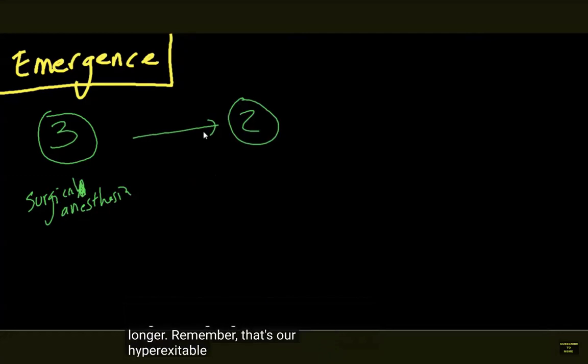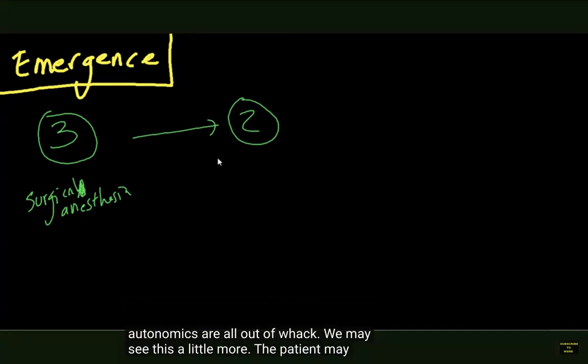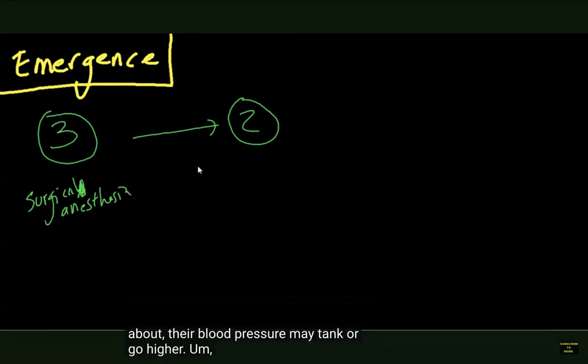Remember, that's our hyperexcitable state. That's where our autonomics are all out of whack. We may see this a little more. The patient may begin to squirm, thrash their arms about, their blood pressure may tank or go higher, their breathing becomes irregular, etc. It's going to last a little bit longer. It's going to be more noticeable during the emergence.